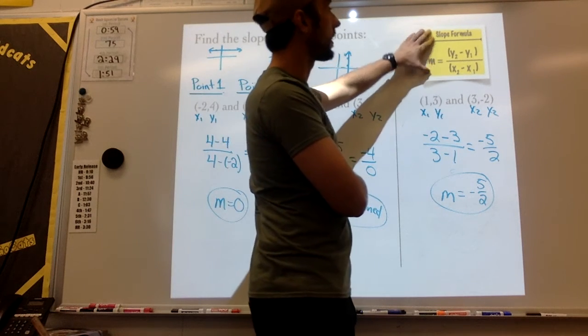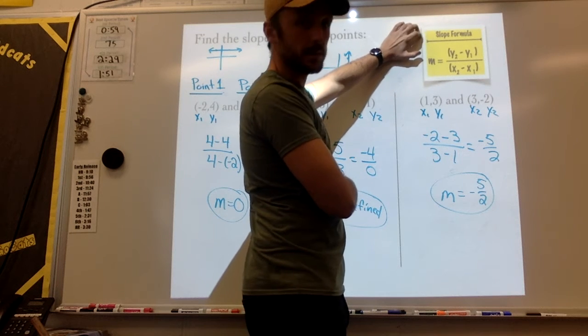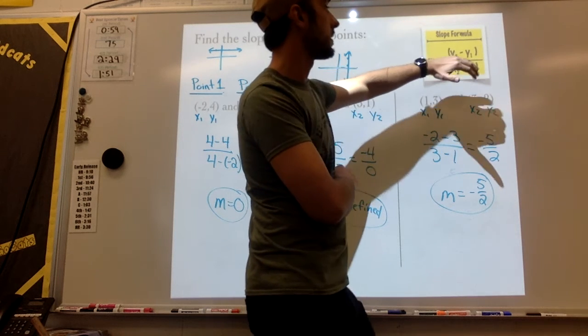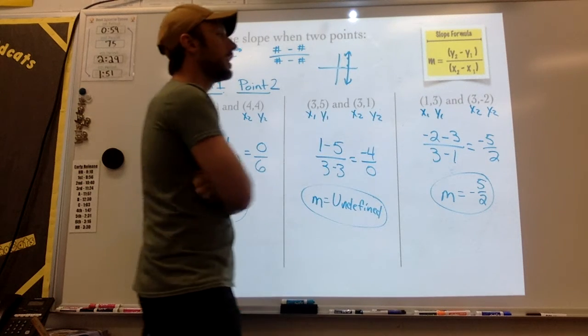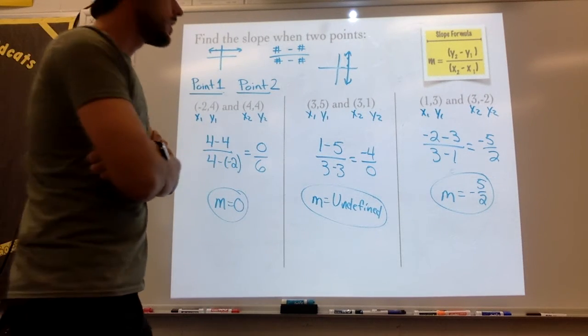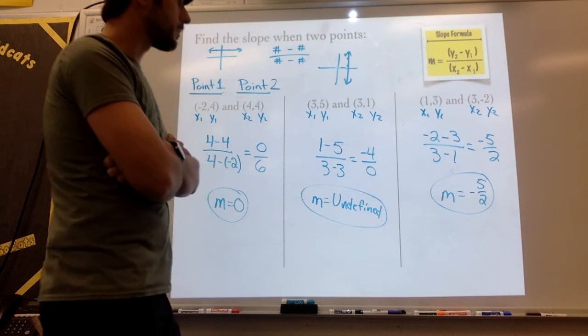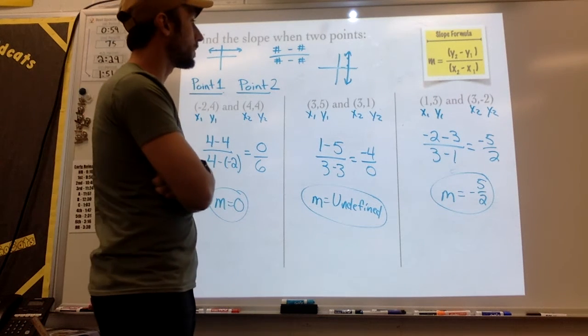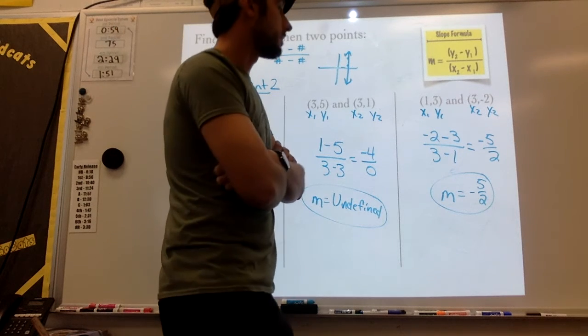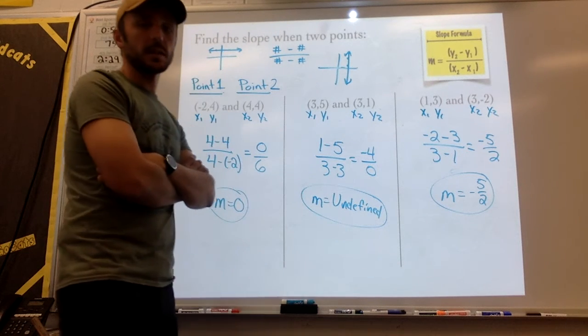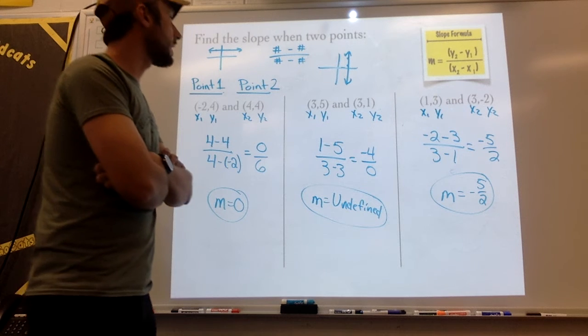So this formula right here can be kind of intimidating sometimes to some students. It really is just subtract the y's, subtract the x's, write it as a fraction, and then simplify if you can. Don't convert to a mixed number. We like improper fractions when we graph slope because slope is rise over run, so it's a lot easier for us to have an improper fraction than a mixed number. So hopefully this helps.